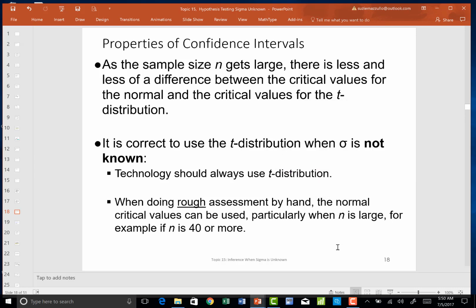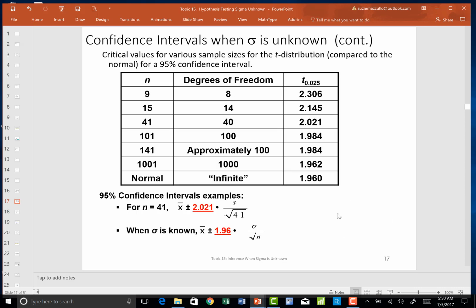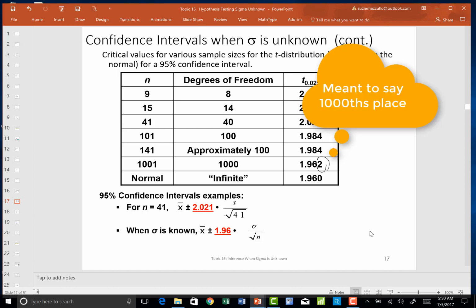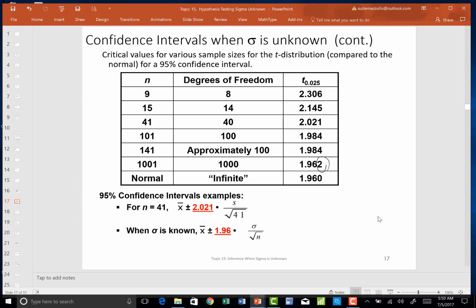I like to teach it this way because truly, if you don't know what the population standard deviation is and you've got technology, you should be using the student's t distribution, because you can even see back in here that even at 1001, if you need to be very accurate, you'd be off by the 10,000th place. And there are some times, depending on what your measurements are, that could make a difference. If not, then just use the standard normal for these large sample sizes, because after 40, they get very, very close to 1.96.